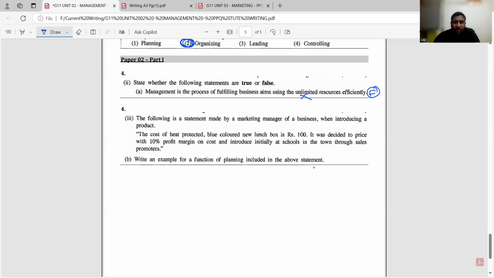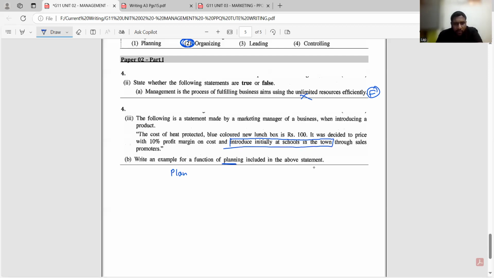The following is a statement made by the marketing manager of a business when introducing a new product. The cost of the heat protected blue colored new lunch box is 100 rupees. It was decided to price with a 10% profit margin on cost and introduce initially in the town through the sales promoters. They're asking to write an example for planning. So we can write this. They are planning to introduce initially at schools in the town.